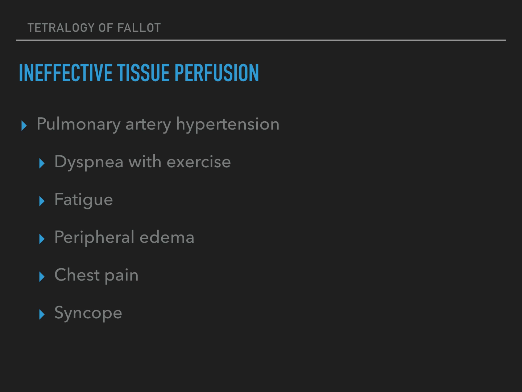First is ineffective tissue perfusion. Those who are born with Tetralogy of Fallot are at a greater risk for developing pulmonary artery hypertension. Due to these high pressures in the left side of the heart and the ventricular septal defect, the pressures in the right side of the heart are also increased. This increases the pressure on the pulmonary arteries as well, and these increased pressures can cause remodeling in these arteries, which further increases pulmonary artery vascular resistance.